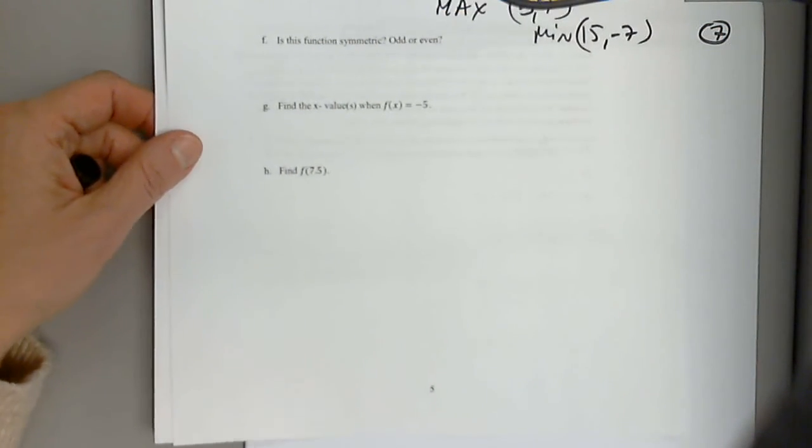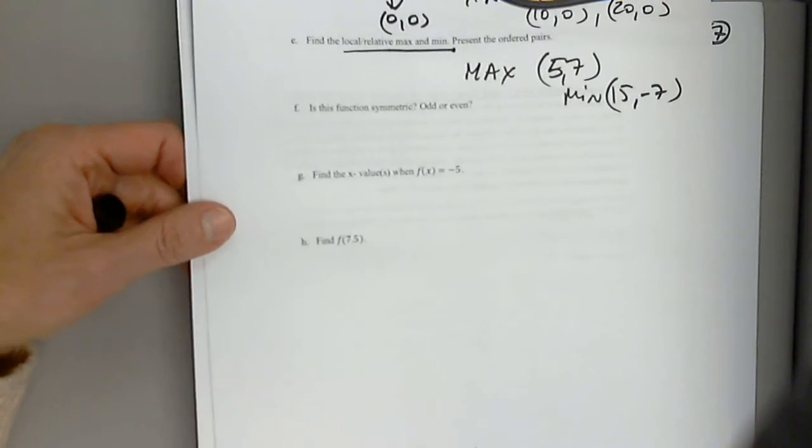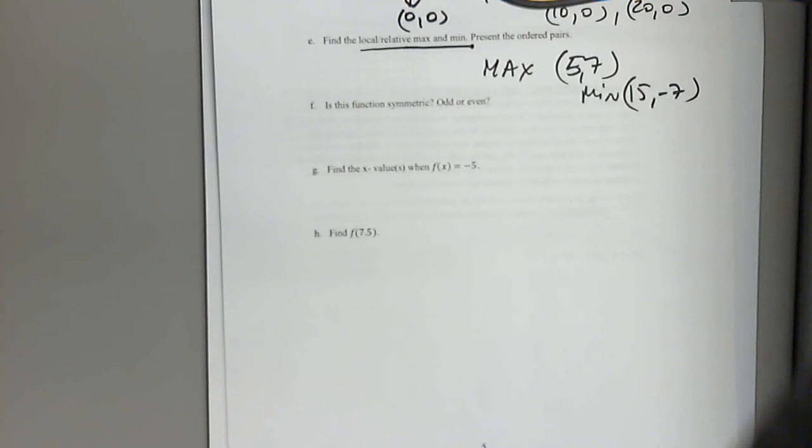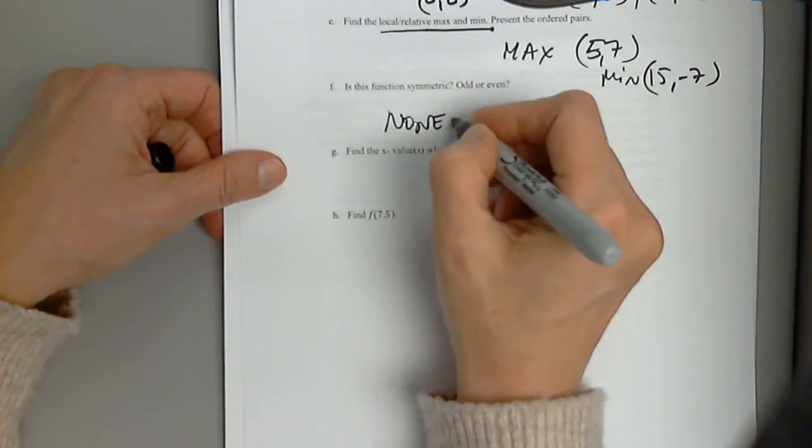Is this function symmetric? Symmetric means, first of all, if it's even, I have to see something on the negative side of the y-axis. There is no such thing. There is nothing on the other side. And if it's odd, I have to see something across the origin, and there is none. So I will say none of the above.